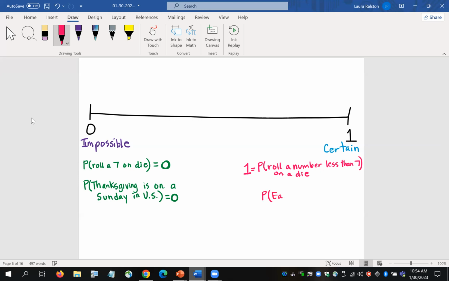Probability that Easter is on Sunday in the United States. Now, there again, if you know anything about the calendar within the United States, Easter is always observed on a Sunday. So regardless of what I try to do, this event is going to occur.